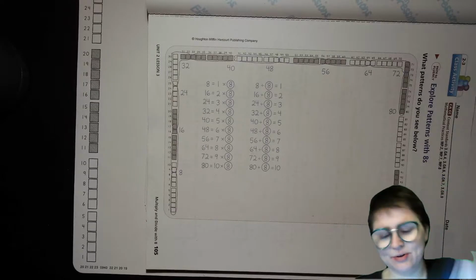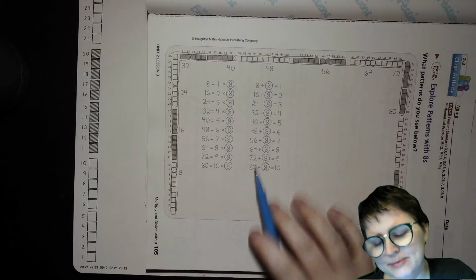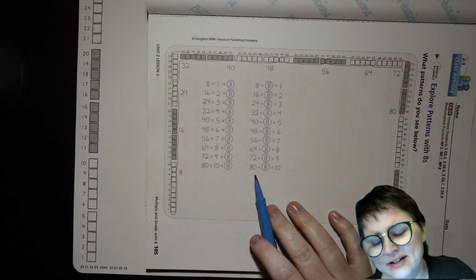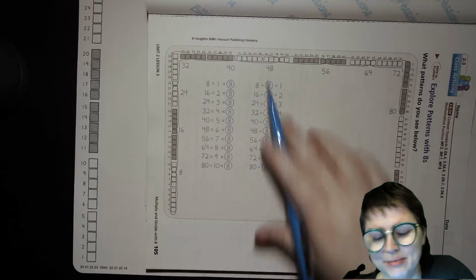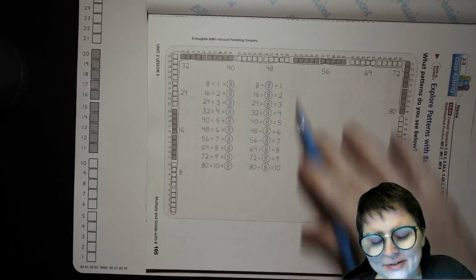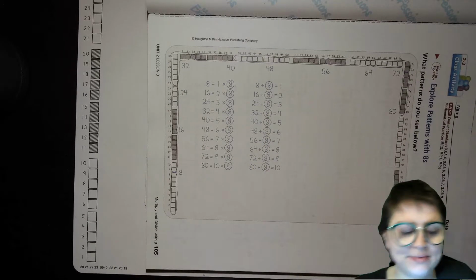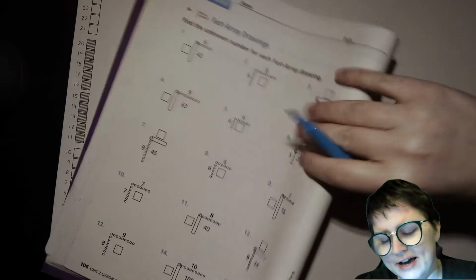And then, of course, with our division problems, if you have the dividend or the product, the big number, divided by 8, you'll get all of these numbers right here. Let's go ahead and turn over to the back. And we're going to draw some fast arrays.